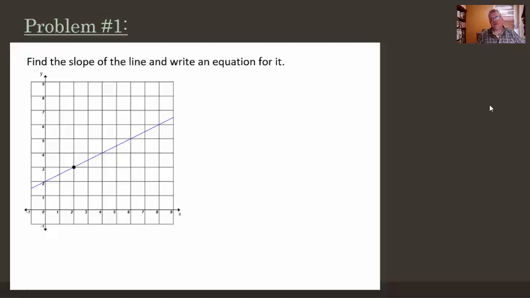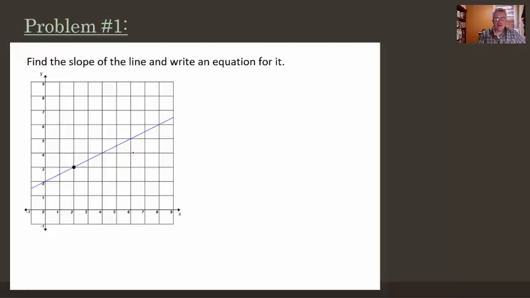Here is our first problem. We want to find the slope of this line and write an equation for the line. An equation tells me the relationship between the x-coordinate and y-coordinate of every point on the line. Like maybe y equals 2x plus 1. That's the relationship between x and y. So let's see if we can find it for this line.